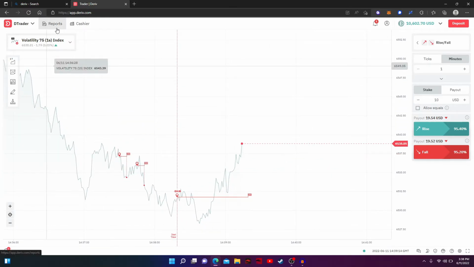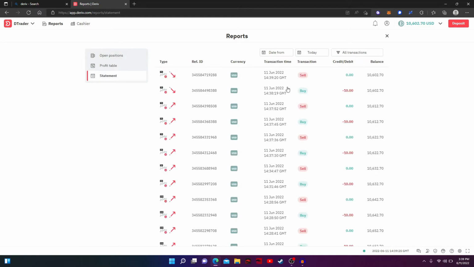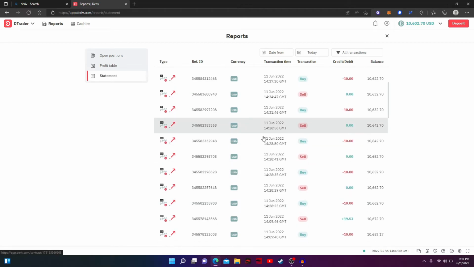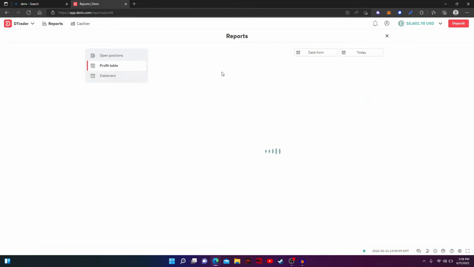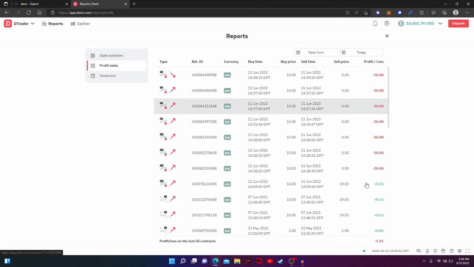So now we have reports. This is going to show you all your trades. I've done a lot of trades right now as an example. So statement, open positions, so you can see a lot of transactions. It's been a while since I've actually done DERIV. So this is a lot of transactions I've done today. You can see some green, a lot of red actually. So that's basically it, guys. You can see a lot of red.